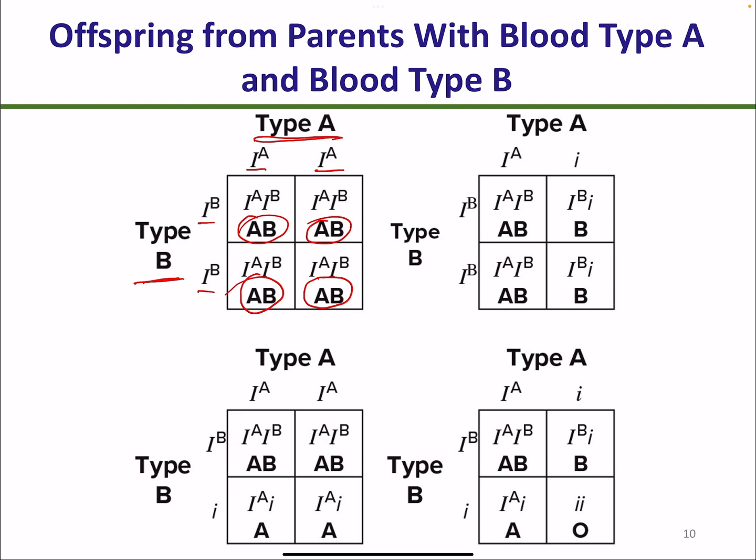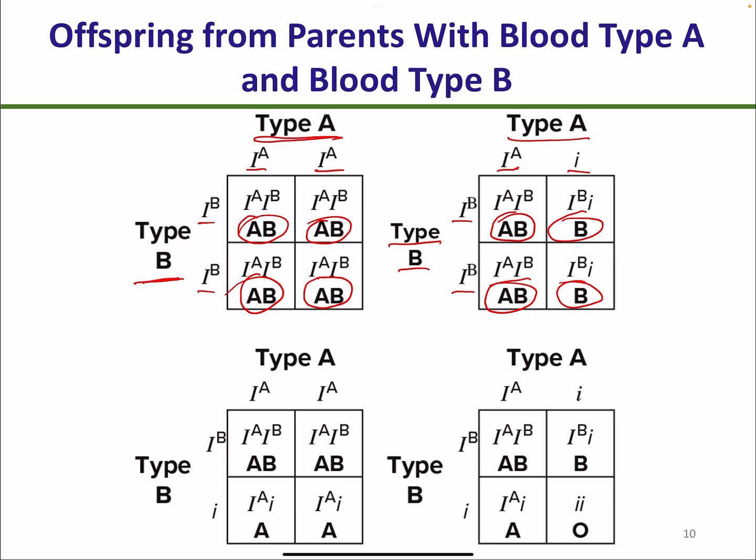Now, if parent A is capital IA, lowercase i, while the parent type B is capital IB, capital IB, we are going to see that you have a 50% chance of having children who are AB and a 50% chance of having children who are B. Notice that there is no child here who is only A, right?